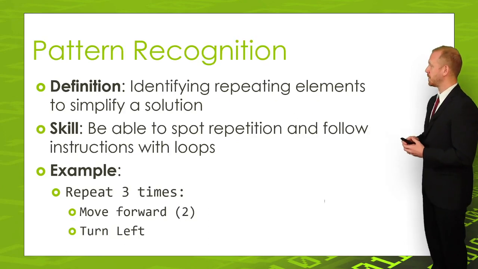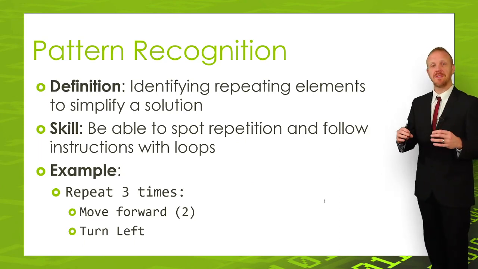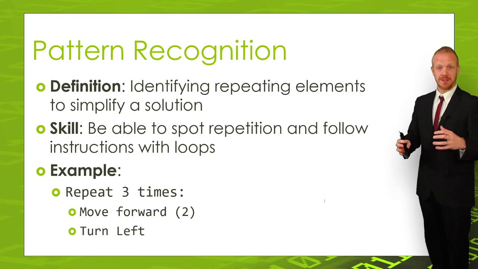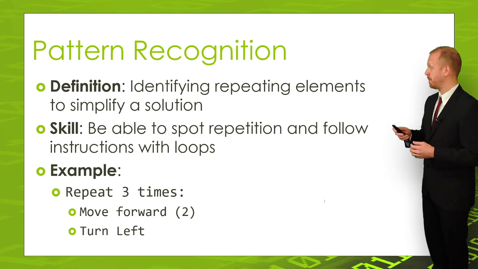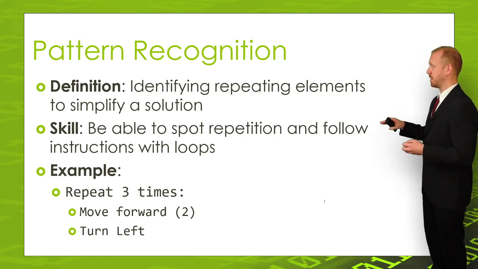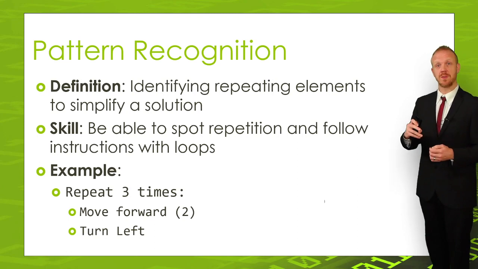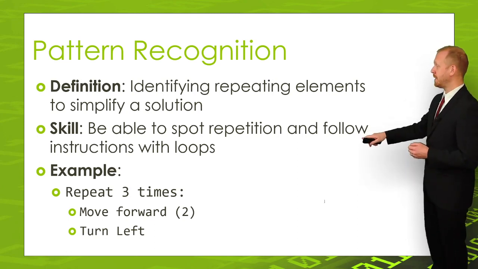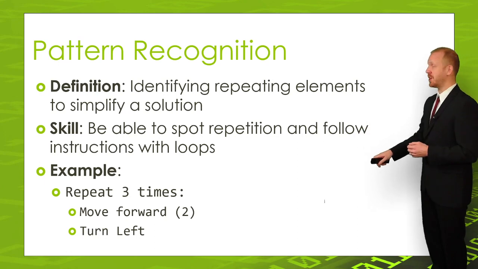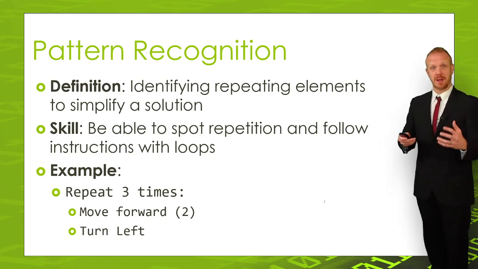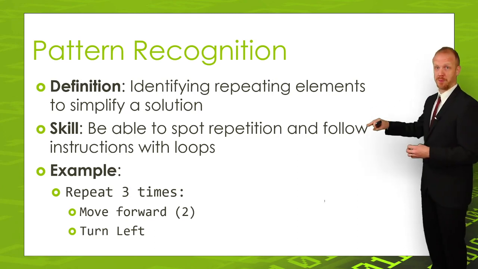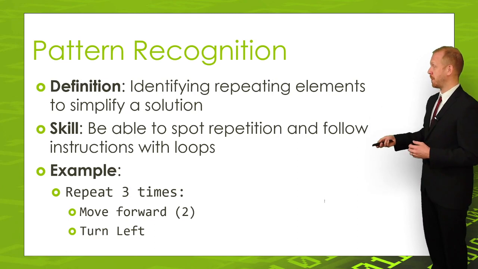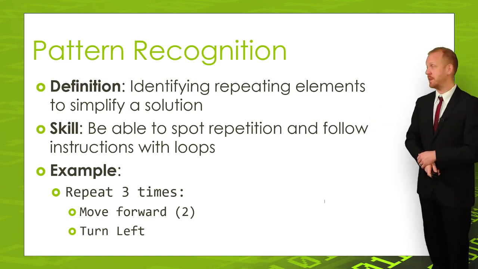Third lesson was pattern recognition. In pattern recognition, we identified any repeating elements and took those out and told them to repeat. This made some solutions much simpler. The skill was to be able to spot repetition and follow instructions which made use of loops. So the example down here, repeat 3 times, move forward twice, then turn left. That's an easy way to write a solution instead of saying move forward, turn left, move forward, turn left, move forward, turn left. By spotting the repetition, we are able to simplify the solution.